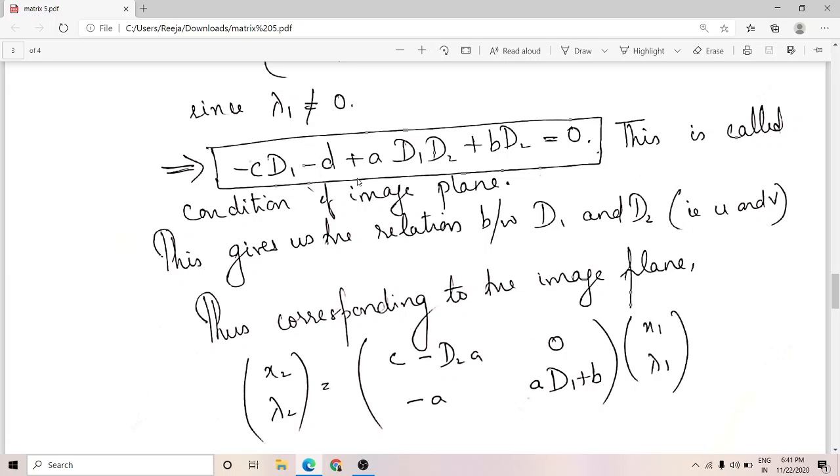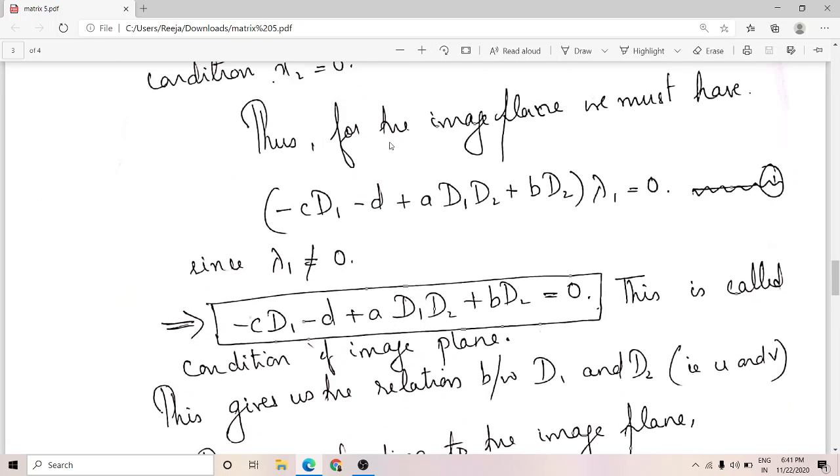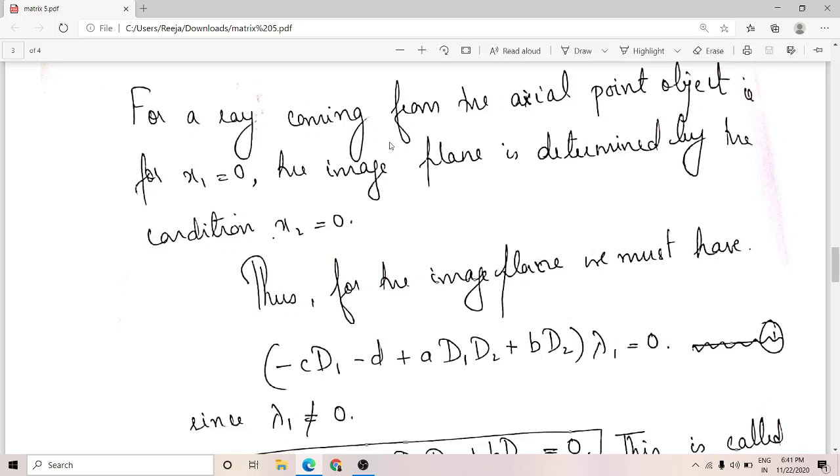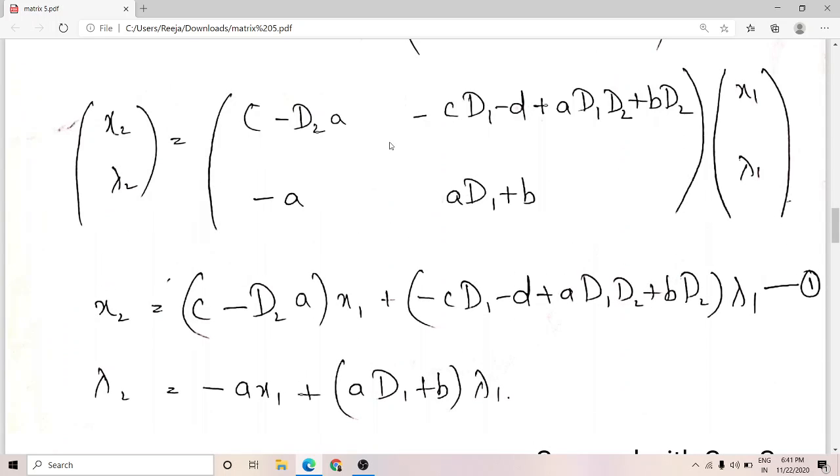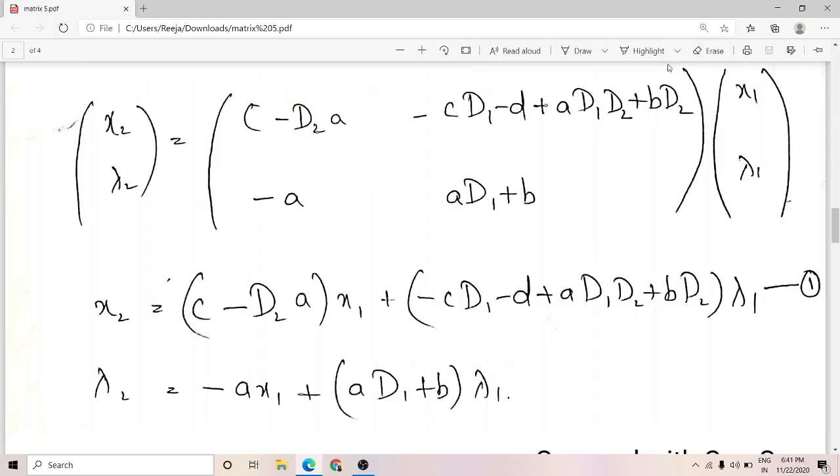Now, what did we actually do here? We applied a certain condition. That is, we obtained the equation for the image plane like this. We obtain the equation in the form of the matrix equation in this manner, and in the form of two linear equations in this manner. These are the equations for our image plane.